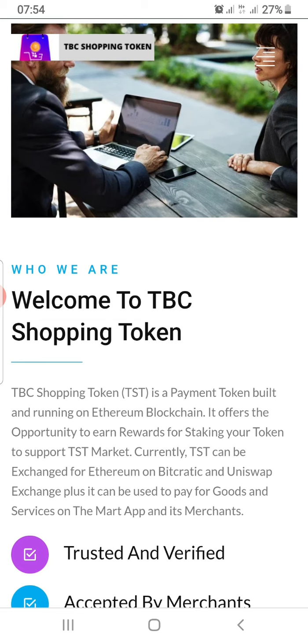Number two, we have merchants who accept TST as payment, 100% TST as payment. Then we have the TST staking, which is another use case for TST.